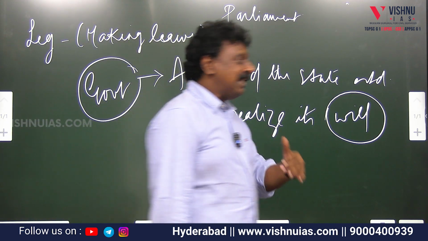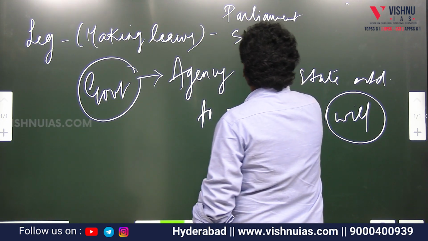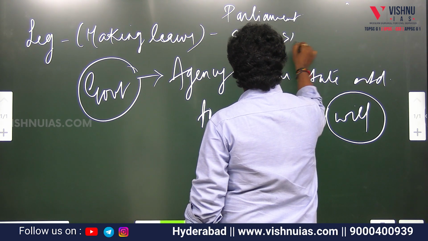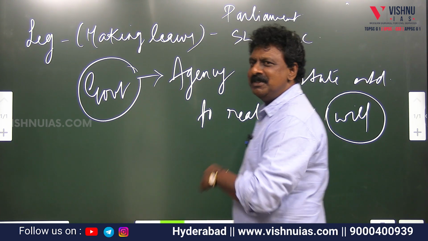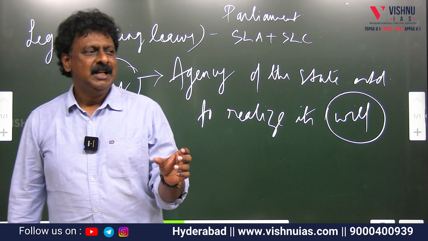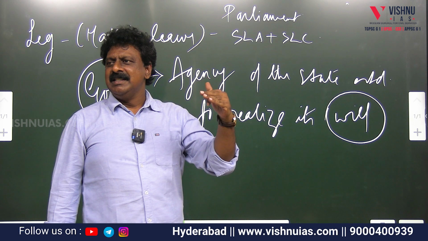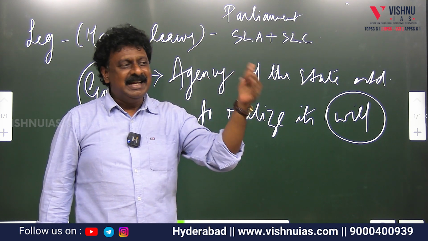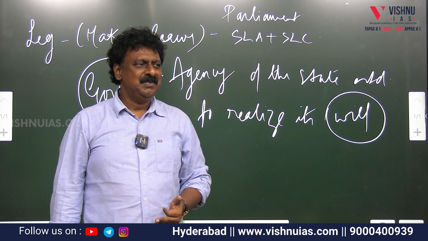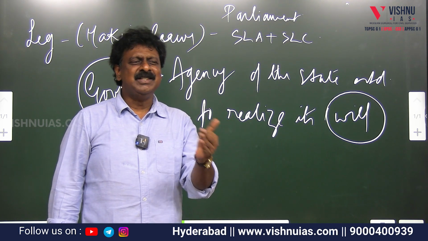Okay? At the state level, we have the State Legislative Assembly and the State Legislative Council. This forms our state legislature. Both these legislatures organized at two levels have their own powers declared in the Constitution. Okay? In the form of union list, state list, concurrent list.